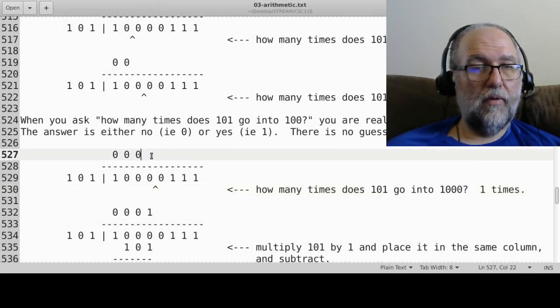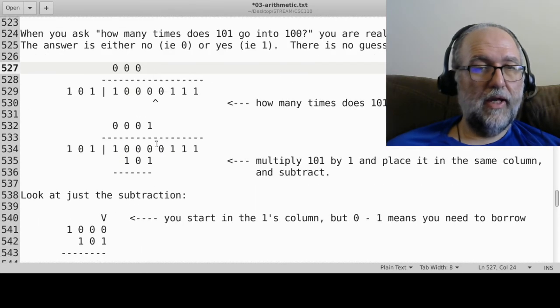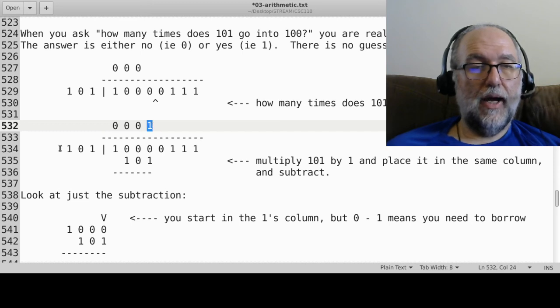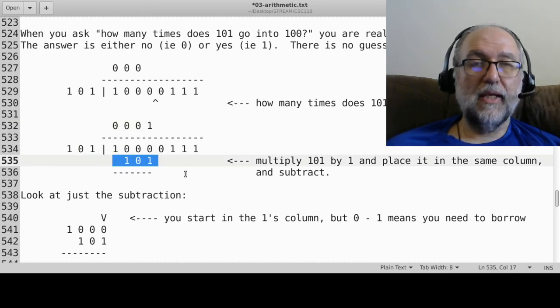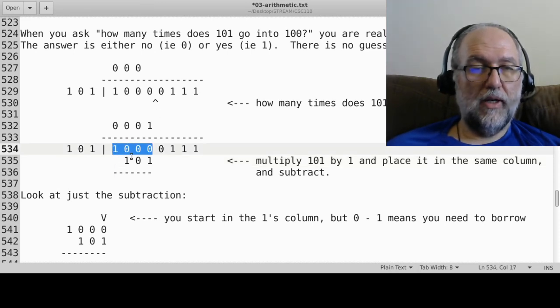So we're going to put a 1 up here. Right there, we're going to put a 1. There's the 1. And now what do we do? We do 1 times 101, and we get that number. And we place it where our mental marker was. In other words, we place it below that number there, 1000, and we align the columns.